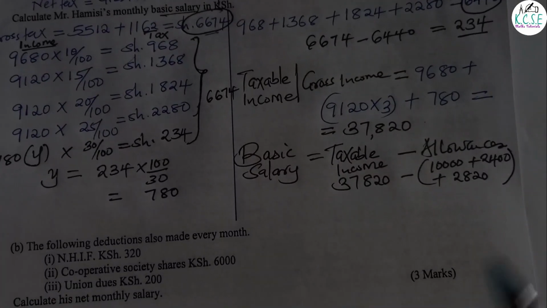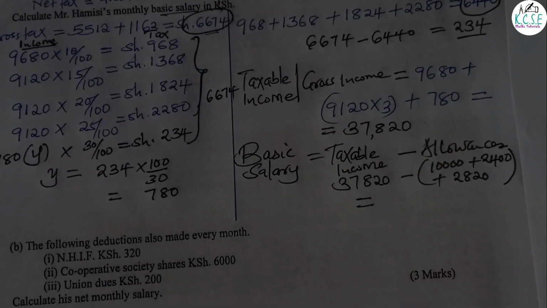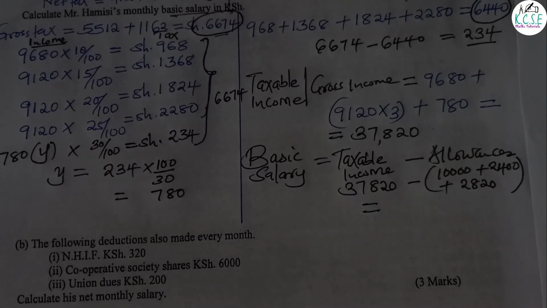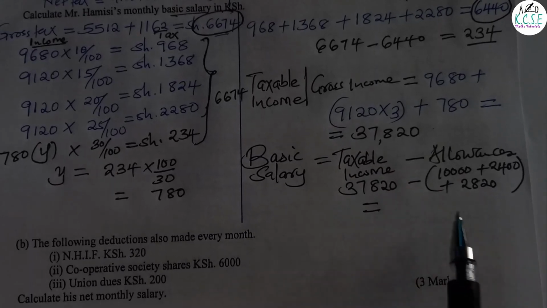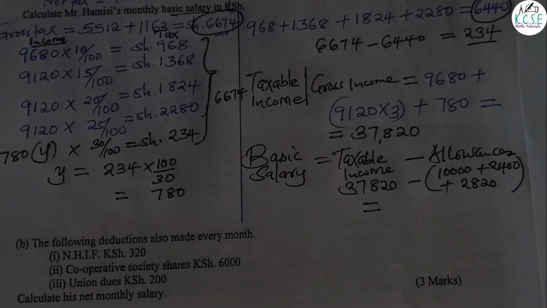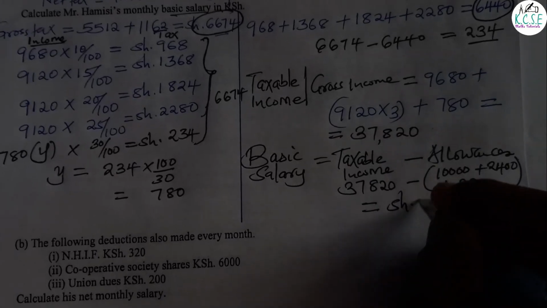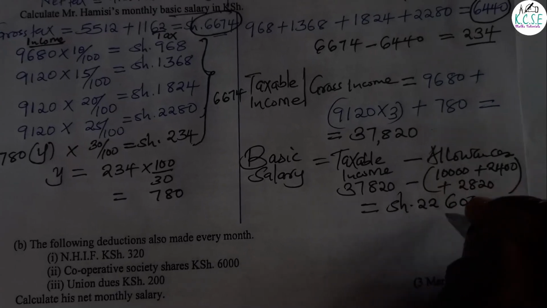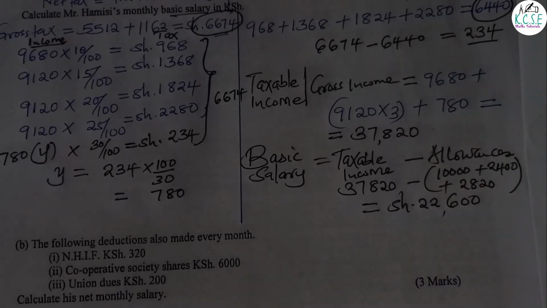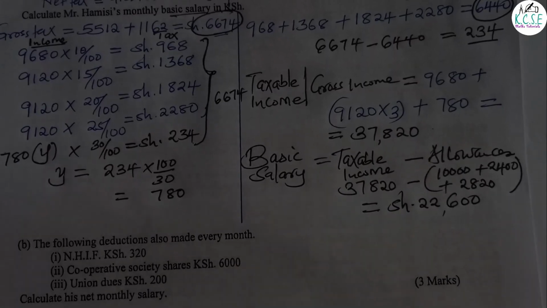So now when we subtract, we should get the basic salary. You subtract from 37,820. Use a calculator to do this. Subtract 10,000 plus 2,400 plus 2,820. This will give 22,600. That is the basic salary. Still, we have not got the answer. Still, the last step now.